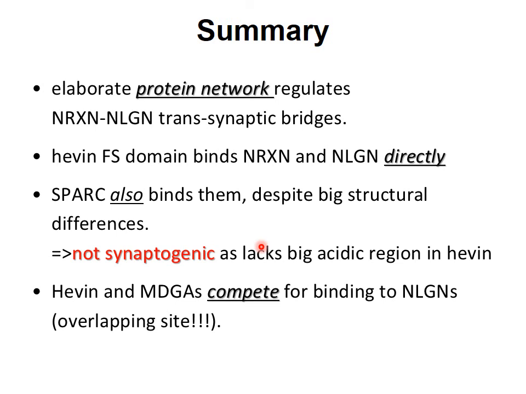In summary, we reveal an elaborate network of proteins that regulate neurexin and neuroligin transsynaptic bridges, and the Hevin FS domain bound to both neurexin and neuroligin with a direct interaction. SPARC also bound to neurexin and neuroligin, despite big structural differences in the EC domain. So Hevin and SPARC likely compete with each other, but SPARC does not induce synaptogenesis because it lacks a long N-terminal region. Amazingly, these positive and negative regulators of neurexin and neuroligin transsynaptic bridges share overlapping binding sites on neuroligin. This project was completed in the Rudenko lab.